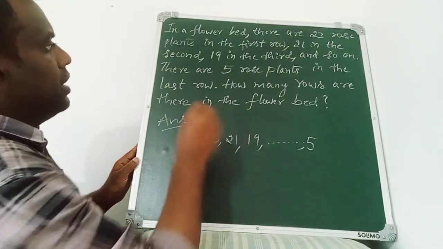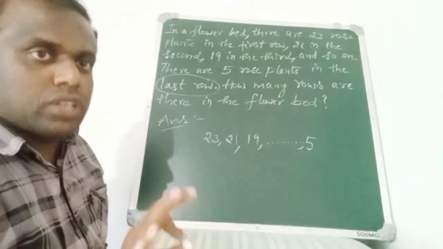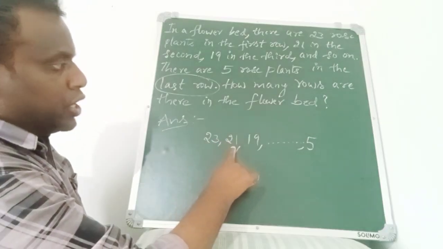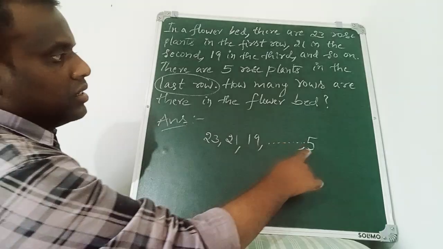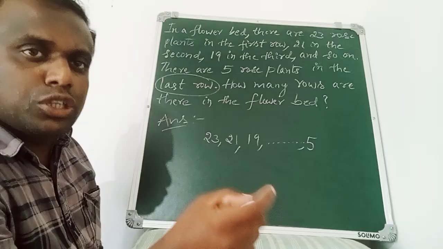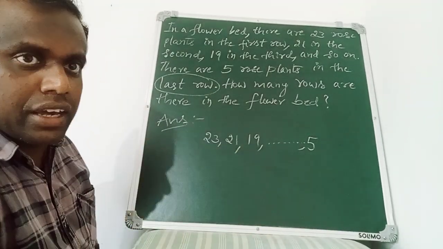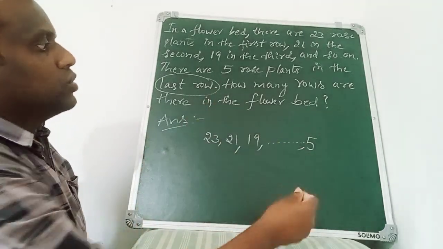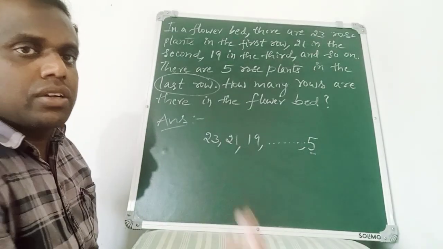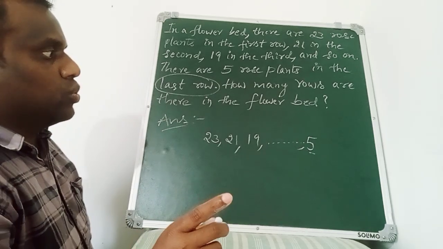So your point is they are telling last row, that's all. They are not telling which row. Here they told in the first row 23, second row 21 plants like that. They are not telling whether this 5 is in the 20th row or 23rd row or 25th row, 30th row. They are just telling in the last row there are 5 plants. They are not telling which row.